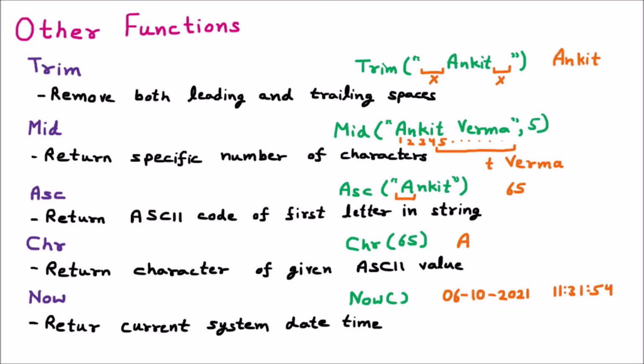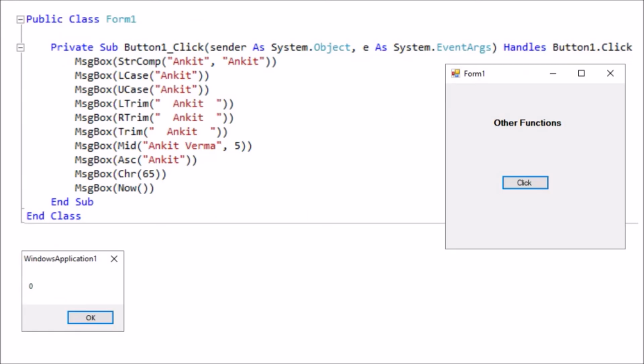Now to understand these functions, we are going to take a real life example of a program. So with the help of the program, we will understand how we can use these functions. So this is the .NET program. Here we have created one form, which is Form1, and we have dragged and dropped one label, which is Label1, and afterward we have given the text, that is the other function.